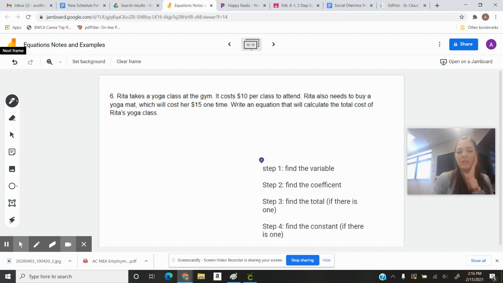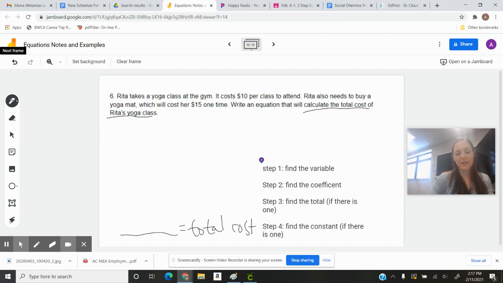Write an equation that will calculate the total cost of Rita's yoga class. So our equation will probably look something like this. We have a bunch of stuff, and it's equal to the total cost of her yoga classes. Okay, that's what I'm looking for.